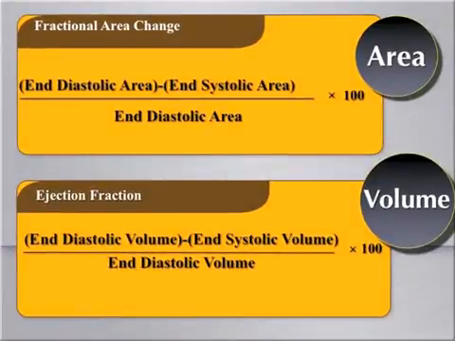Fractional area change is another approach to quantify LV function. The calculation is identical to that for shortening fraction, or ejection fraction, except that areas are used instead of diameters or volumes. Thus, similar to shortening fraction and ejection fraction, it is a two-dimensional measurement and may not accurately reflect the contraction of the entire left ventricle.